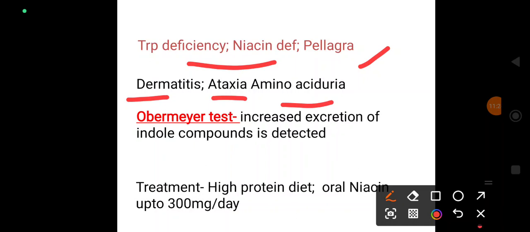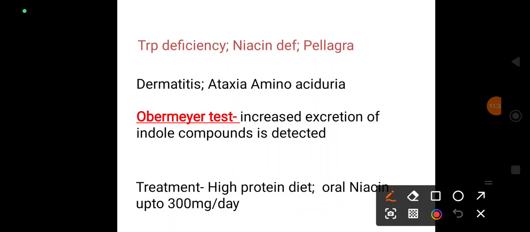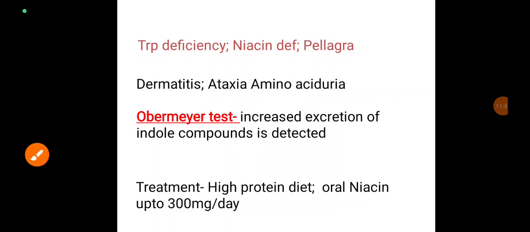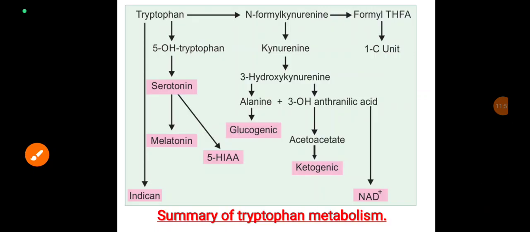There is a test called the Obermeyer test. Here, the increased excretion of indole compounds can be detected by this test. And thus tryptophan deficiency you can treat with a high protein diet, and if there is a deficiency of niacin, you give oral niacin 300 milligrams per day.